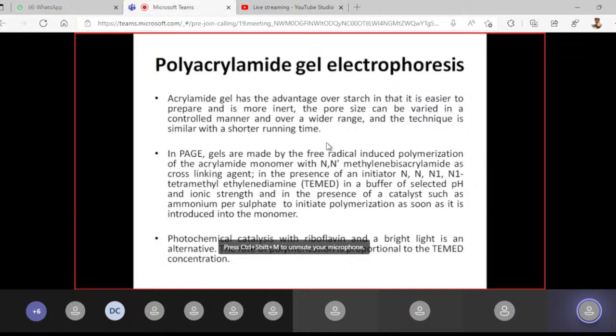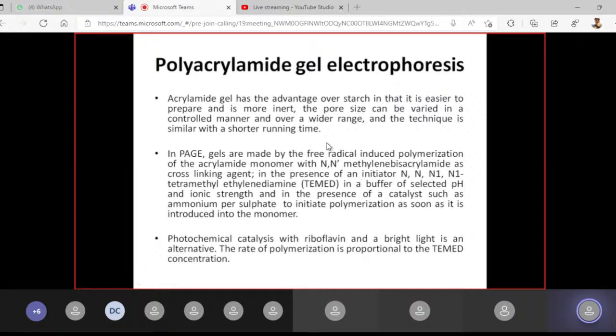So what are the components which you use? Acrylamide, bisacrylamide, TEMED and ammonium persulfate. What will happen now? You don't have to heat and cool and all those techniques here. If you add the TEMED and ammonium persulfate to acrylamide and bisacrylamide, this ammonium persulfate will initiate a polymerization reaction. It will form a free radical. In presence of TEMED, ammonium persulfate will form a free radical and it will start joining this acrylamide and bisacrylamide.